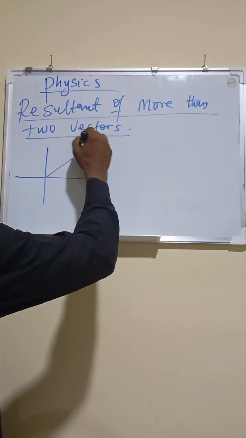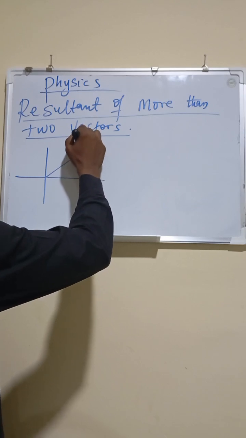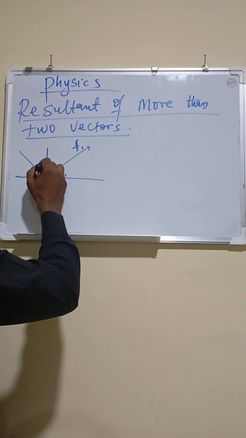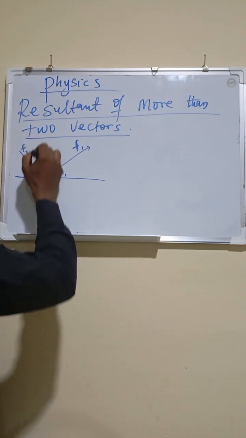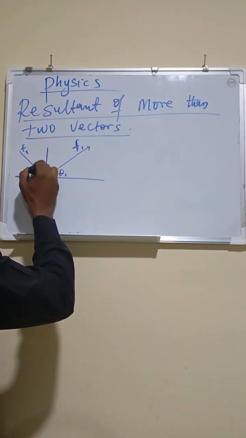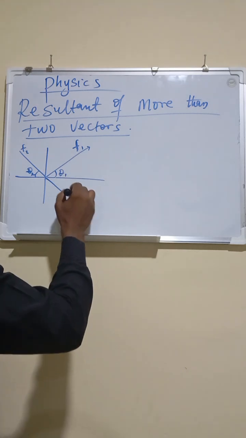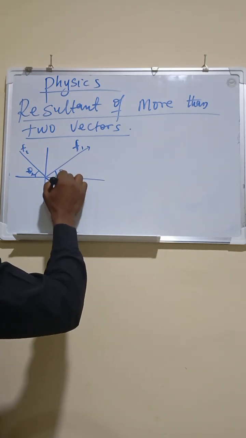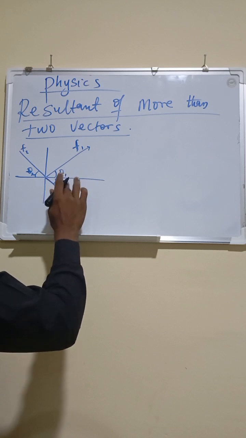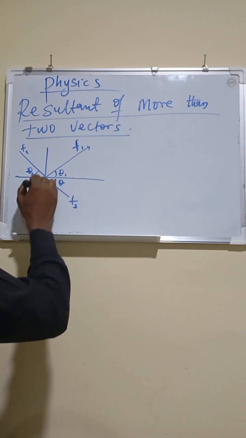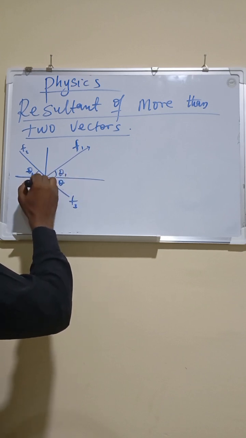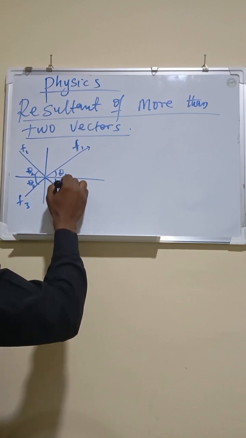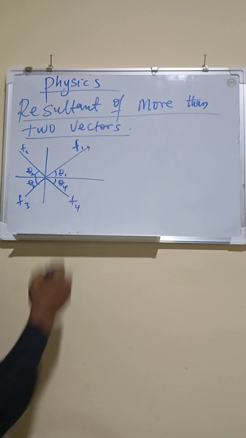Let's call this one F1 acting at theta 1. Let's call this F2 acting at theta 2. Let's call this F3 acting at theta 3. Here should be F4, acting at what? Theta 4.